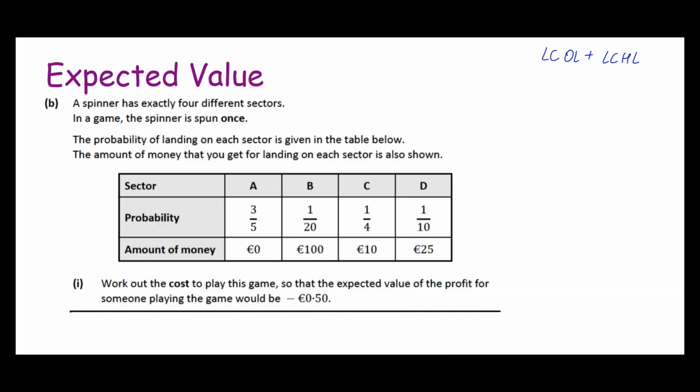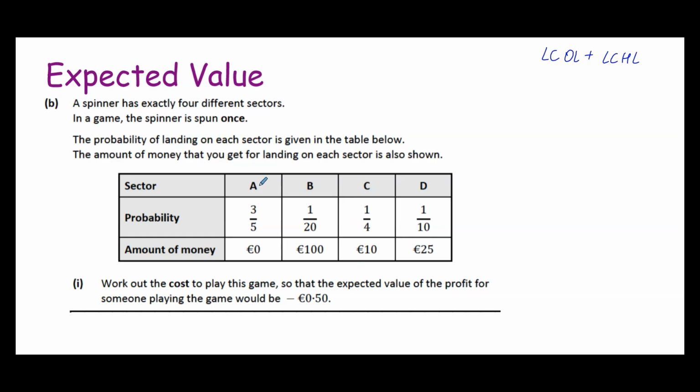Expected value. Let's have a look. A spinner has exactly 4 different sectors. In a game, the spinner is spun once. The probability of landing on each sector is given in the table below. And we can see it.